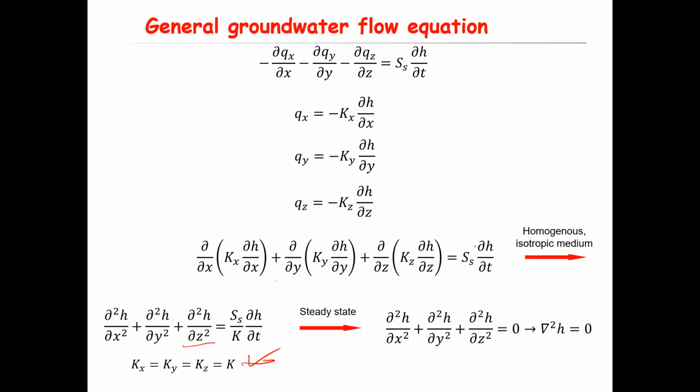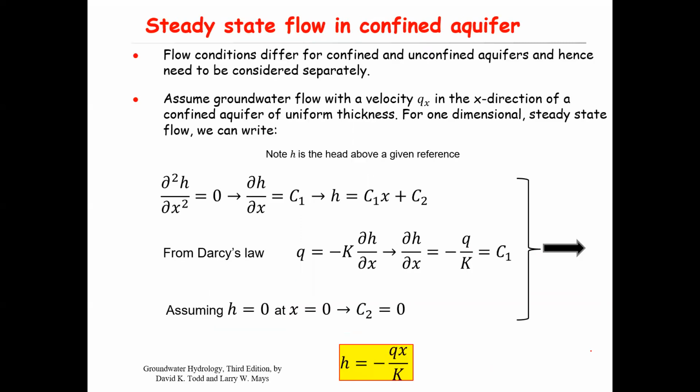And then, if you assume you're dealing with a steady state condition, this term will be equal to 0. Therefore, the second derivative of h with respect to x plus the second derivative of h with respect to y plus the second derivative of h with respect to z will be equal to 0. In other words, del squared h will be equal to 0. And that is a beautiful equation that is used to describe the general flow in groundwater. And yeah, so now we have this equation.